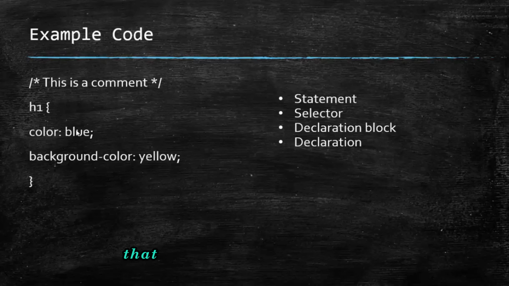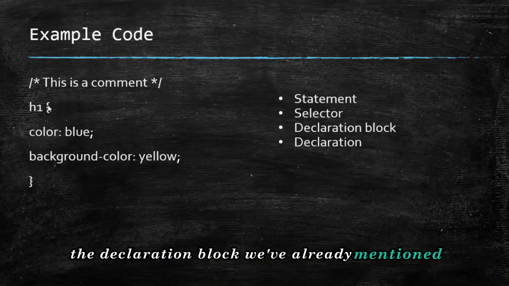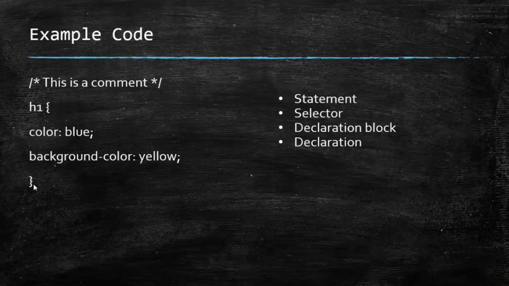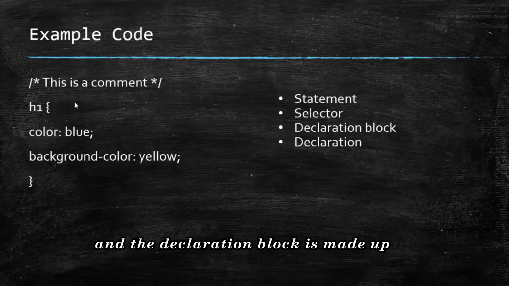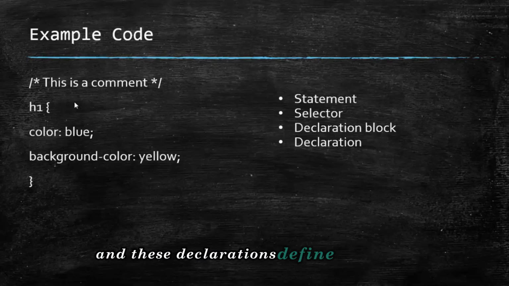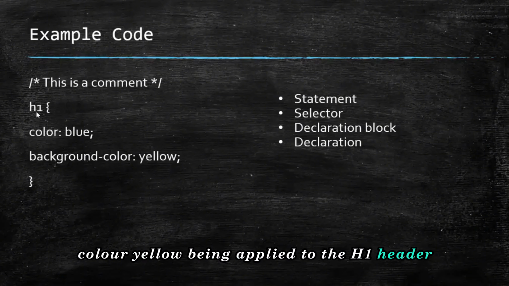Now I should point out here that this is a very simple selector, H1. We're going to see more complicated ones as we do this course. So in general, the selector is anything to the left of the opening curly brackets. The declaration block we've already mentioned is anything between the two curly brackets. And the declaration block is made up of declarations. And these declarations define attributes of the selector that we're trying to change. So in this case, color blue is being applied to the H1 header, as is background color yellow being applied to the H1 header.